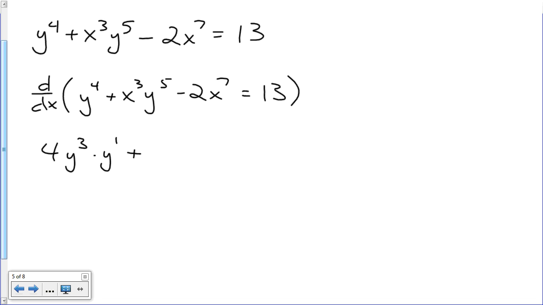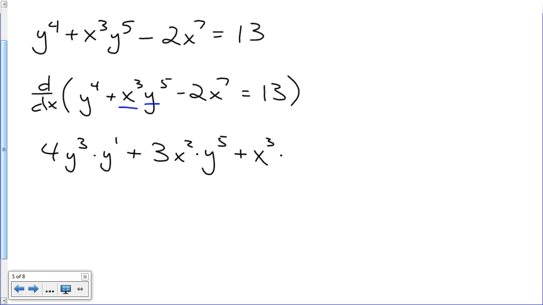We add that to the derivative of the second. Now look carefully at what kind of function you have here. This is actually saying take x cubed and multiply it by y to the 5th. That's a product. If I want to find the derivative of a product, I've got to follow product rule. So let's go through product rule with this. Derivative of x cubed is 3x squared times the second function, y to the 5th, plus the first function, x cubed, times the derivative of the second, the derivative of y to the 5th.